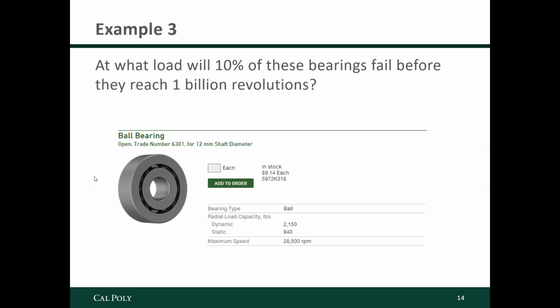All right, now we have a different question. At what load will 10% of these bearings fail before they reach 1 billion revolutions? We know that at a load of 2,150 pounds, 10% of the bearings will fail before they reach 1 million revolutions, but at what load will 10% of them fail before reaching 1 billion revolutions?